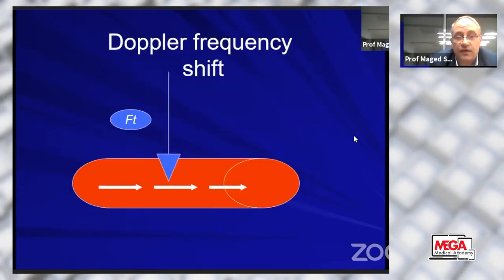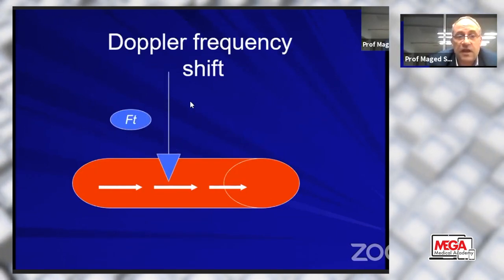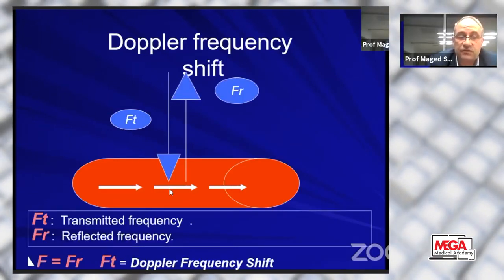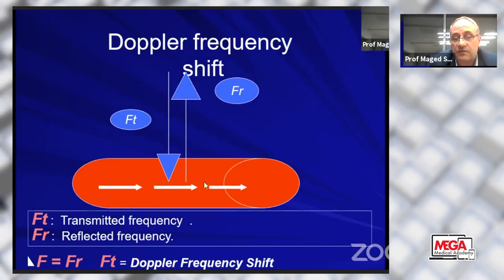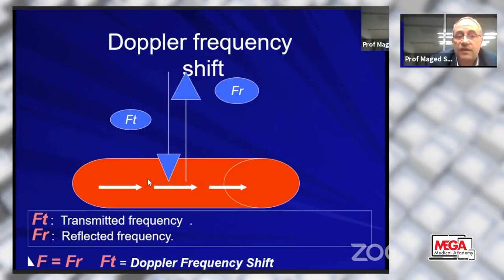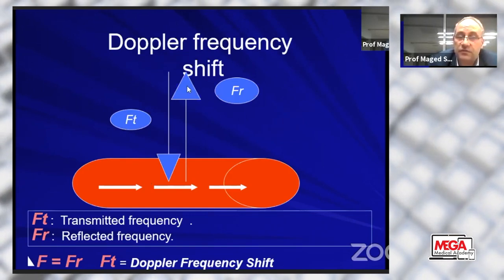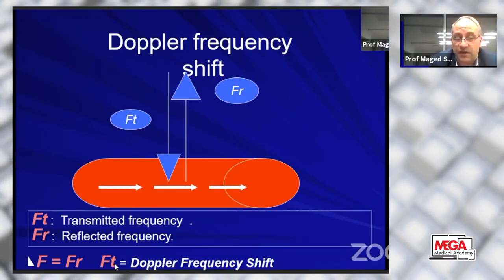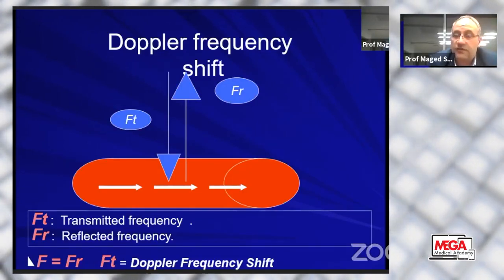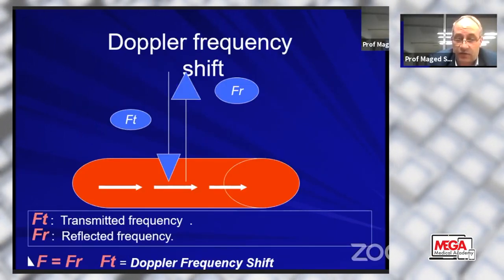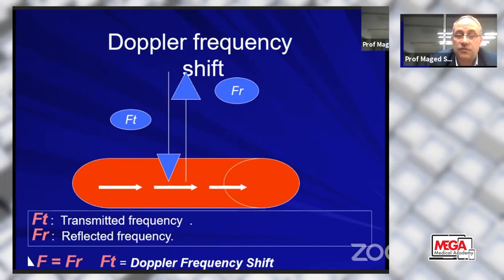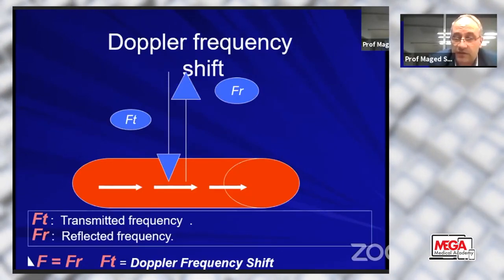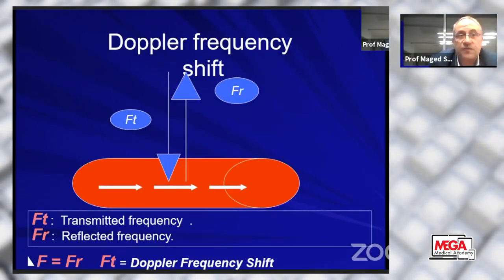So if I have moving red blood cells inside a blood vessel, and a transmitted sound with a specific frequency hits the moving red blood cells, there will be a reflected sound with a reflected frequency that can be interpreted. The difference between the reflected and the transmitted frequency is the Doppler frequency shift, and it is the basis of our Doppler measurements. By analysis of this Doppler shift, we can detect the velocity of red blood cells, the velocity of blood inside the heart and inside blood vessels.